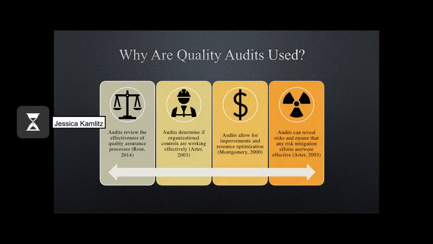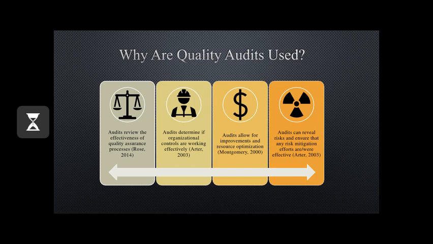Why are quality audits used? Audits are used for several reasons. First off, they review the effectiveness of quality assurance processes. Audits evaluate standards and they measure the performance to those standards. So you can think of audits as a measure of conformance. Audits determine if organizational controls are working effectively.